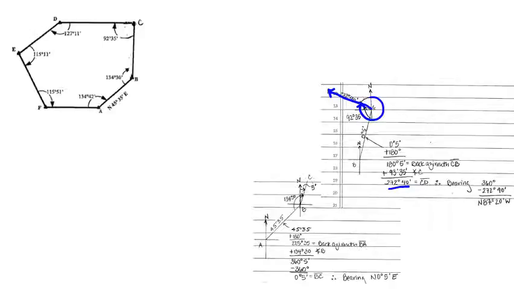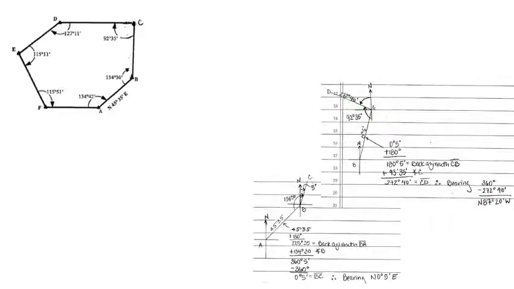If I look at this being in the fourth quadrant, then I'm going to take 360 degrees and subtract out the 272.40, which tells me that I have an angle in here of north 87 degrees 20 minutes west.